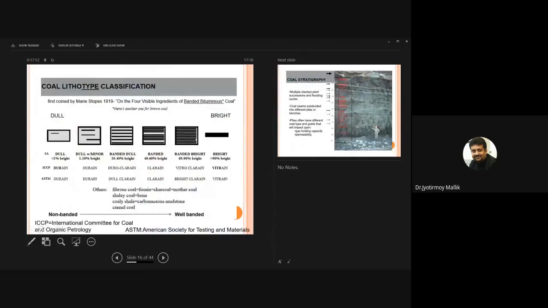We are essentially trying to subdivide the coal lithotype based on the frequency of the bright band. You can see here from left to right that the frequency of bright band is increasing. Here maybe occasionally one bright band is occurring, then you can see three bright bands, and so on. The frequency of bright band is increasing, and here it is so frequent that it almost looks like the whole thing is bright.